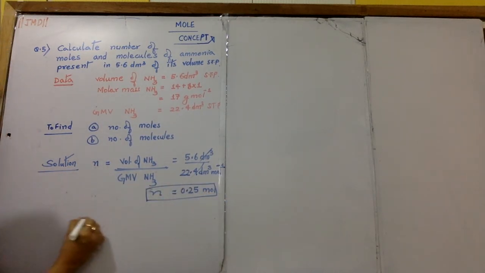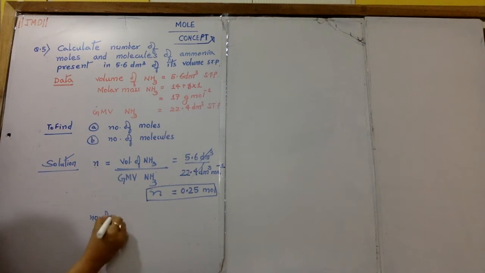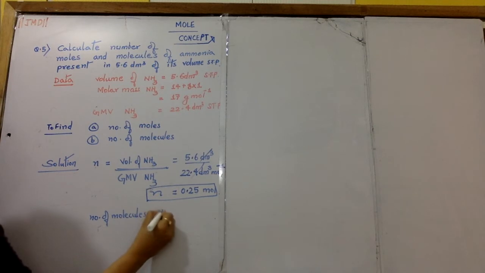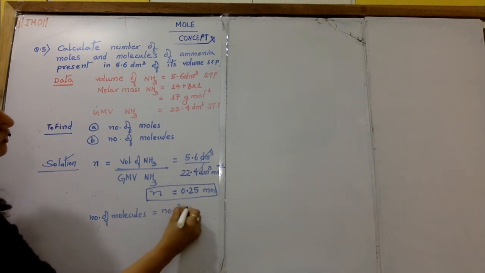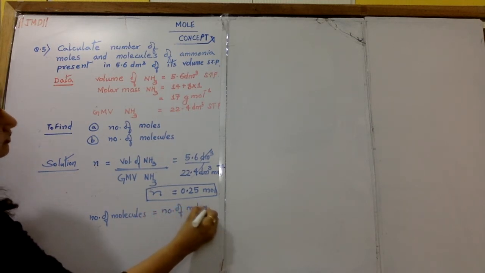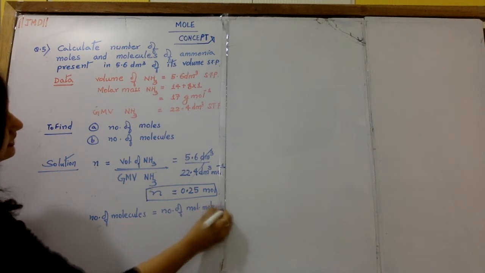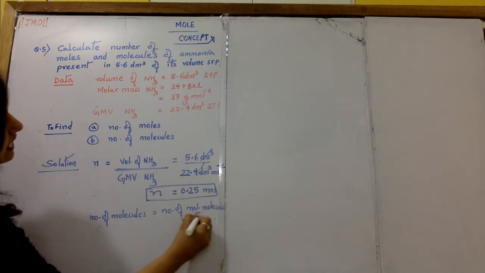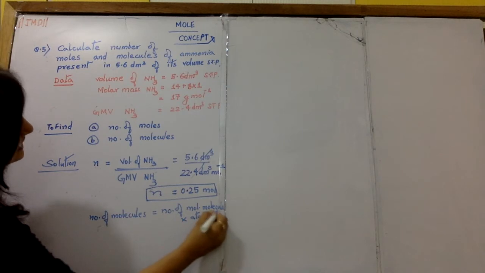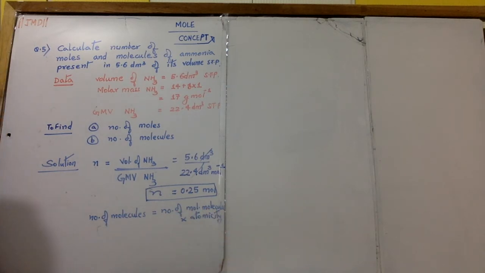Now B. Number of molecules is number of moles into atomicity.